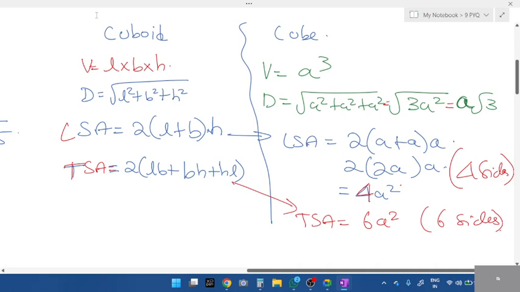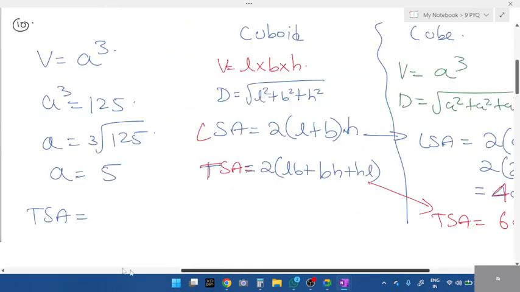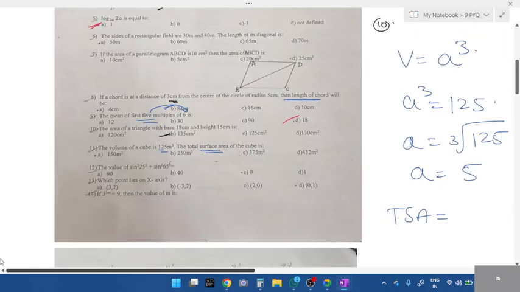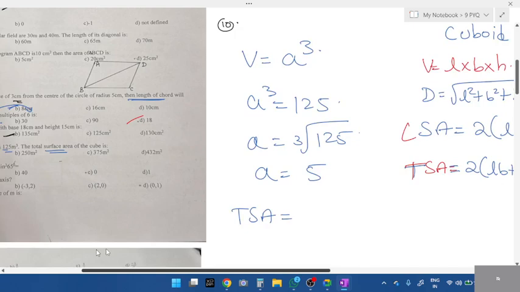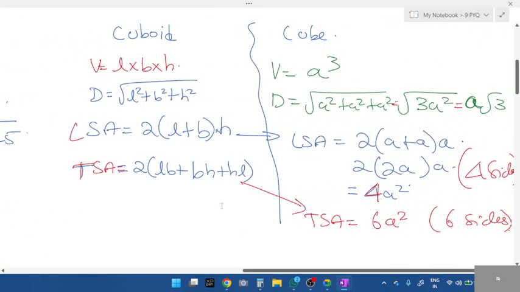Just below the MCQ question, look at what they've asked here. They are given volume, I wrote volume, and they've asked total surface area. Find the total surface area. Use the cube formula.